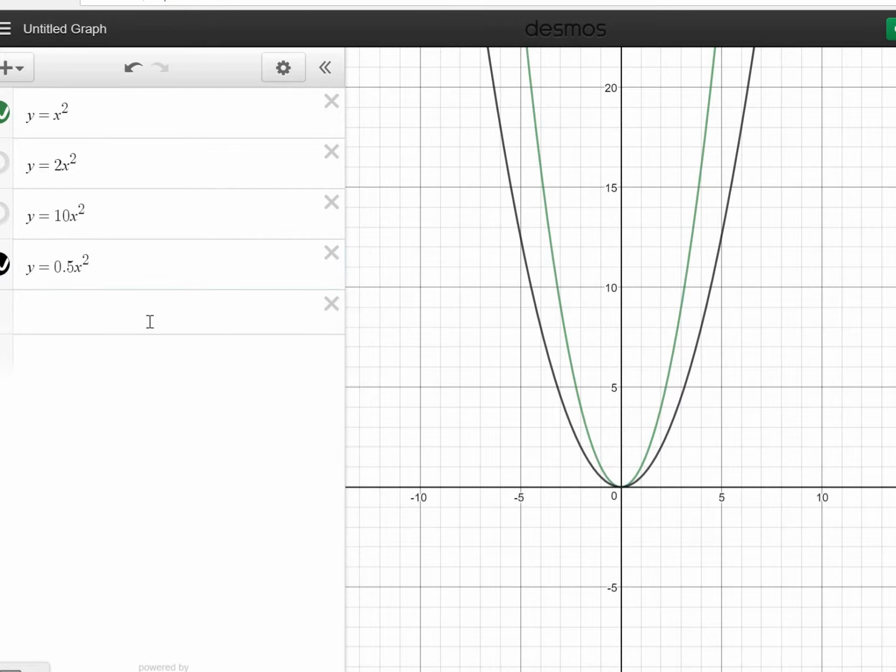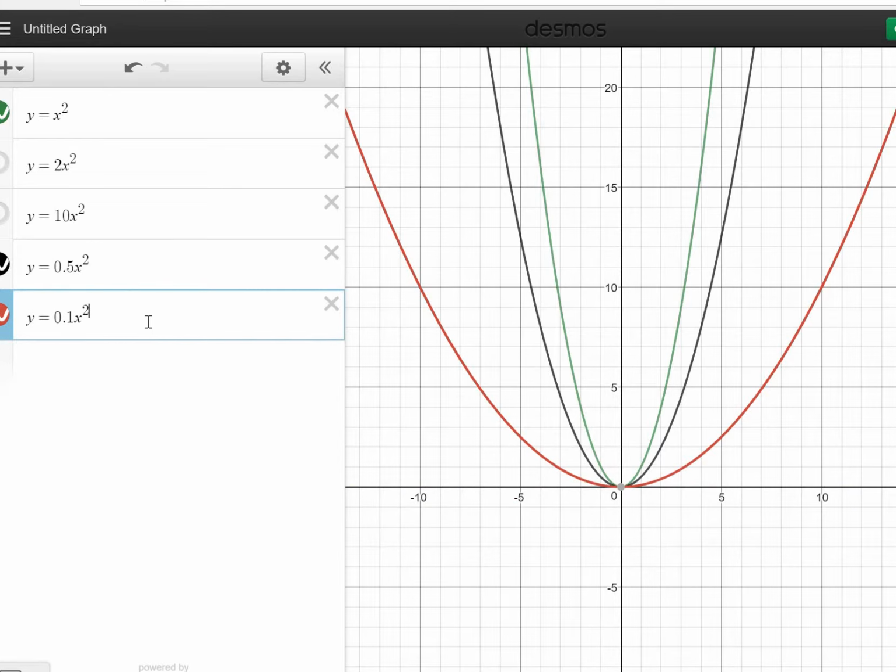If we kept going and made it even smaller, we're at y equals 1/10 x squared. A lot flatter, a lot wider. Okay, so changing the coefficient of x squared changes the steepness.